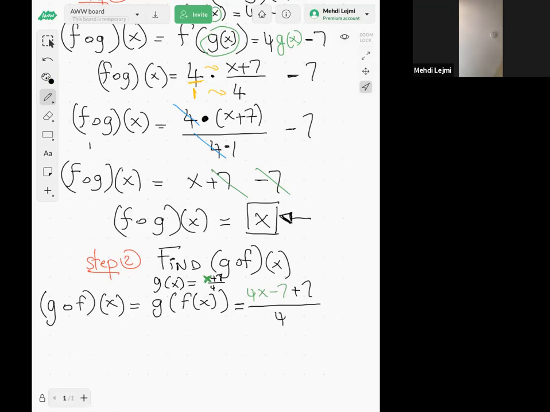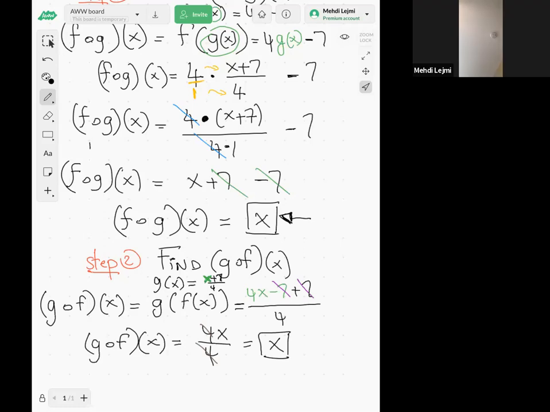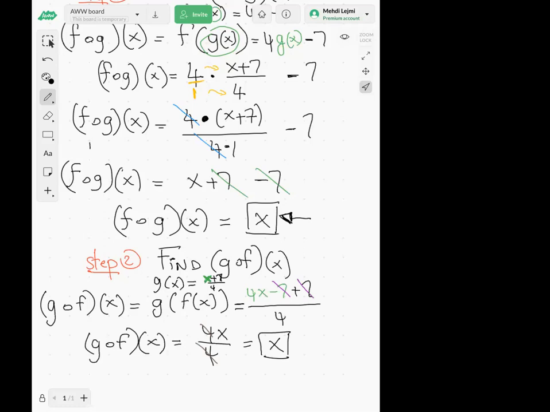All right, so then minus 7 plus 7, so the 7 cancels out here. Now it's 4x over 4. So my g composed with f is 4x over 4. The 4 cancels out, so it's going to be just x. So I got, again, x, right? And this is step 2. Professor, I think you're moving too fast. Too fast? Yeah. Sorry. Okay.